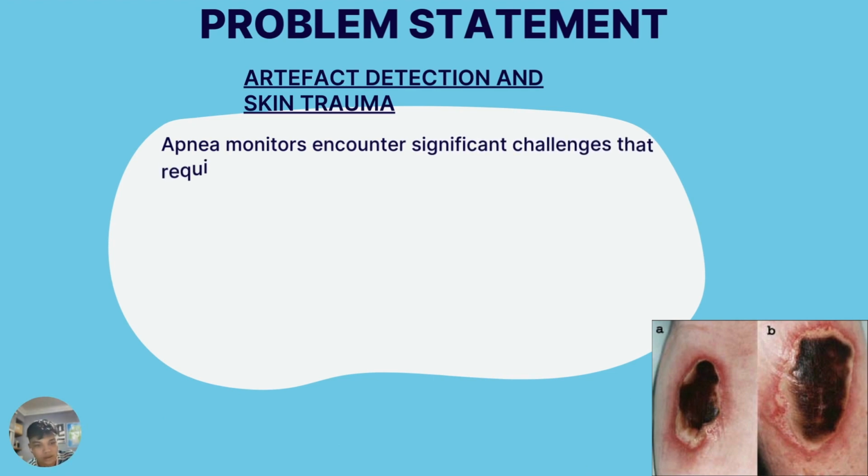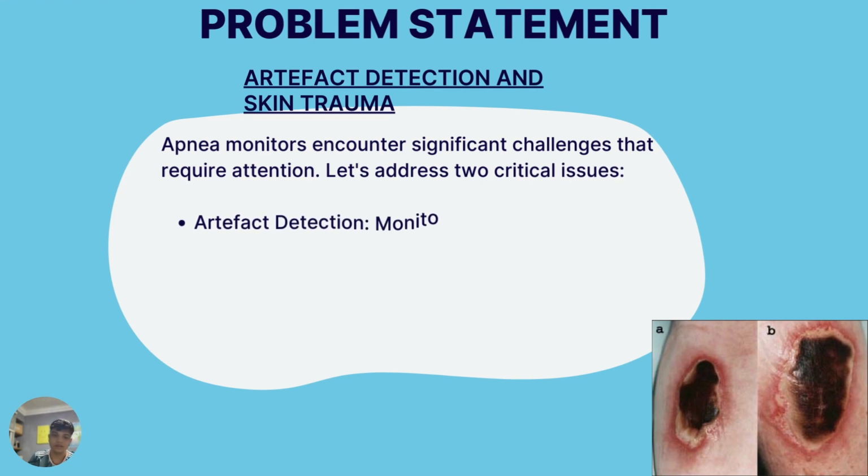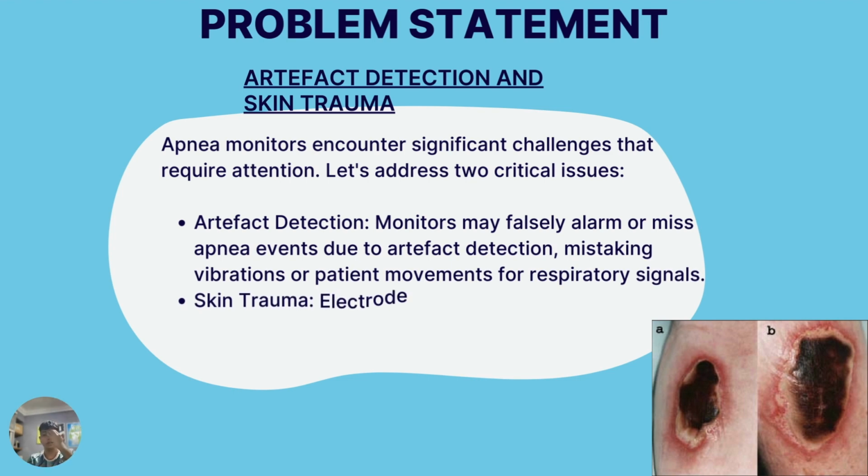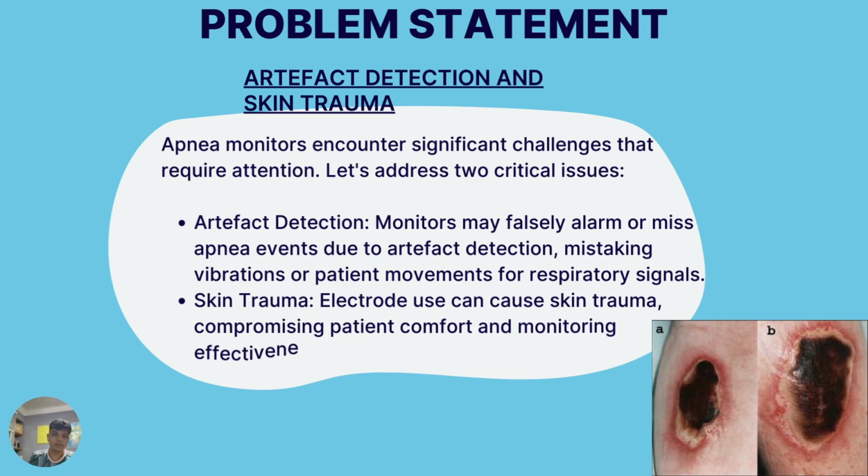So our first problem statement involves the trauma to the patient's skin from the electrodes used in these monitors. This skin trauma can cause discomfort, and in several cases, it may lead to skin-related complications, which, as you can see in the horrific image shown at the bottom right-hand corner, compromises the overall effectiveness of the monitoring system. Additionally, intentional disabling of the audible alarms and inaccuracies in rate meters pose risk to patient safety and the reliability of the monitoring process.